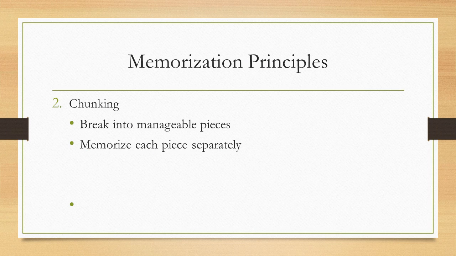The second principle is chunking. This means breaking the text down into manageable pieces, then memorizing each piece separately. Manageable means manageable for you, so feel free to make the chunks as small as you need to. The first stanza of Chesterton's poem Lepanto is 14 lines long, and I chunk it into 3 groups of 6, 4, and 4 lines. More about that in another video. Chunking lets you memorize a longer text in pieces.